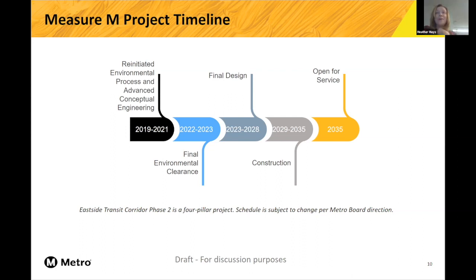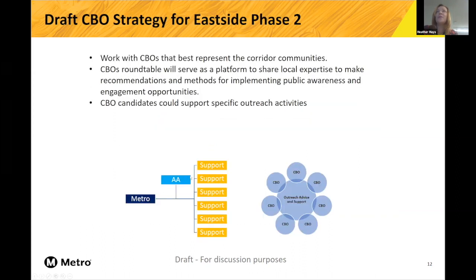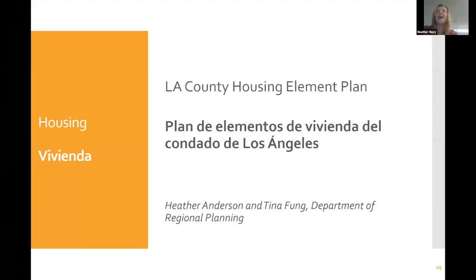Great. Thank you all so much for the presentation today. It's great to hear about these updates and these exciting new transportation projects on the east side. With that, I believe we are going to move on to our next presentation. We are really delighted to welcome Heather Anderson and Tina Fung from the Department of Regional Planning to share with us the LA County Housing Element Plan. So Heather, Tina, are you ready? Are you with us?